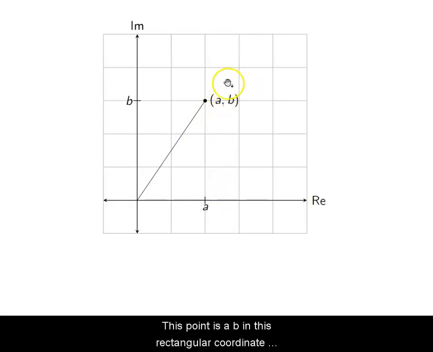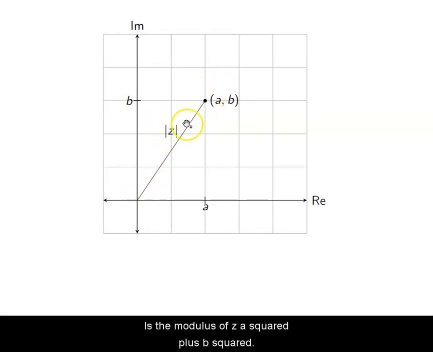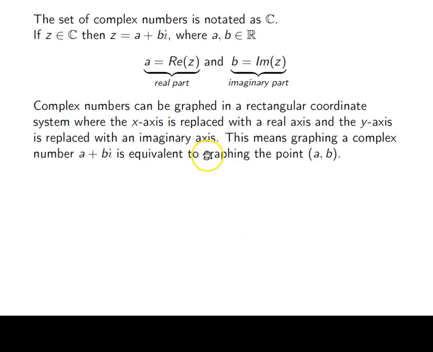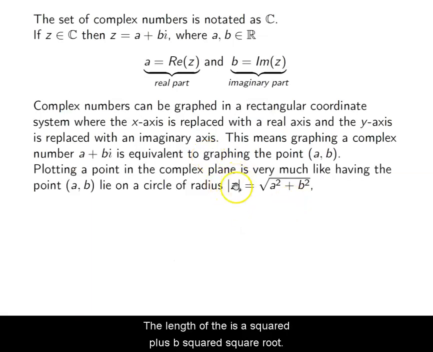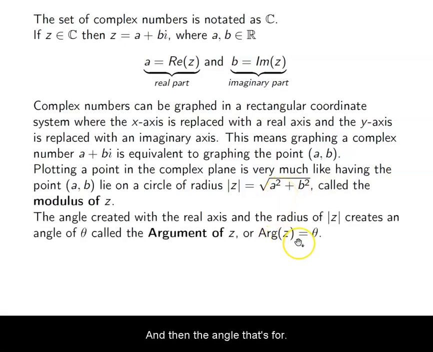So this point is AB in this rectangular coordinate system, where the x-axis is now the real axis and the imaginary axis is the y-axis. The length of this line is the modulus of Z, A squared plus B squared, right? The length of Z is A squared plus B squared square rooted. It's just the distance formula. The x and the y's, squaring them, adding them together. And then the angle that's formed is called the argument of Z.